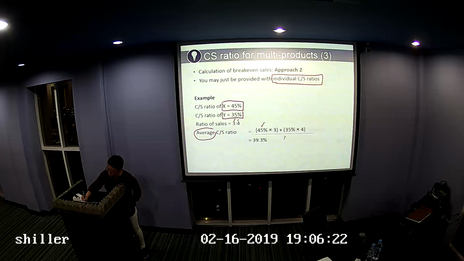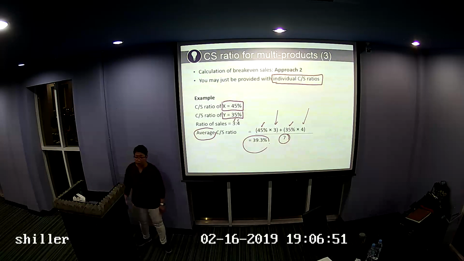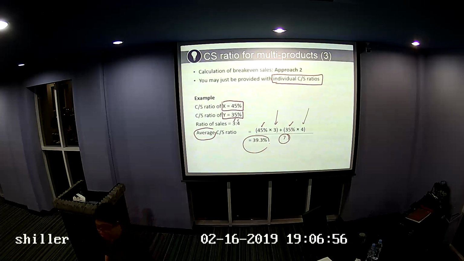So all you need to take is the two CS ratios, multiply by the mix, divide by 7. You understand where the 7 came from? It is the total of the two mixes, correct? Now, this is your average CS ratio. Then you can use it as normal. You can use it to calculate same as the previous one.